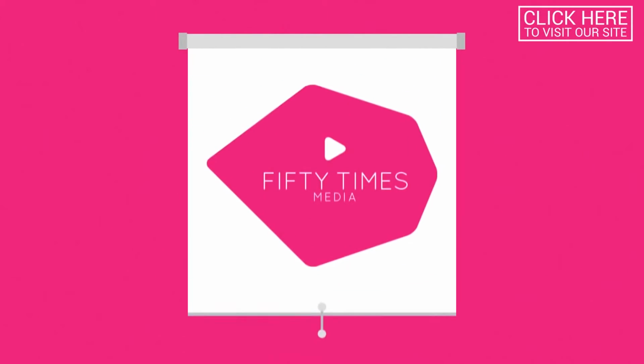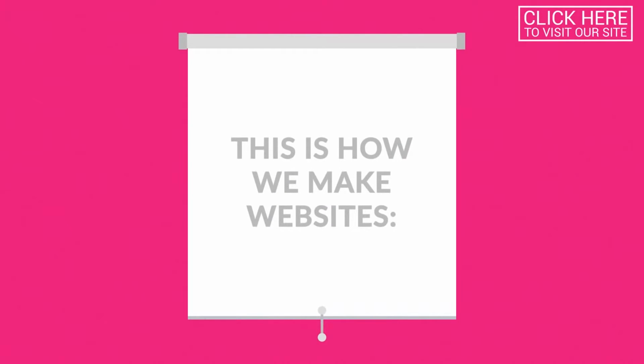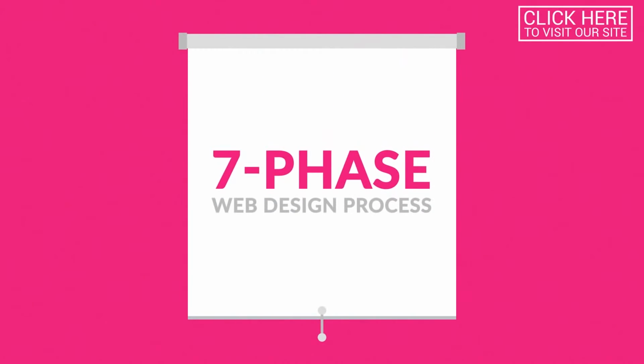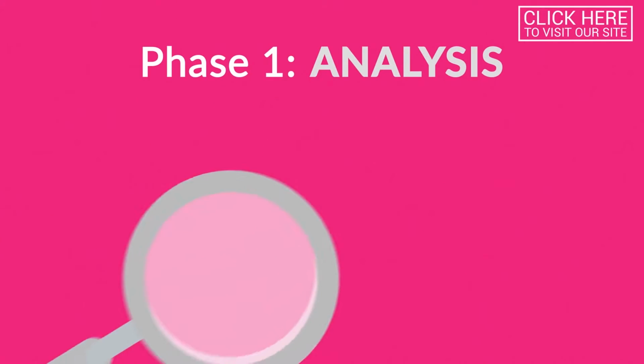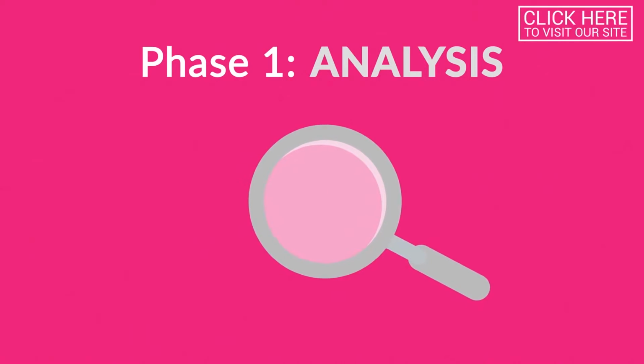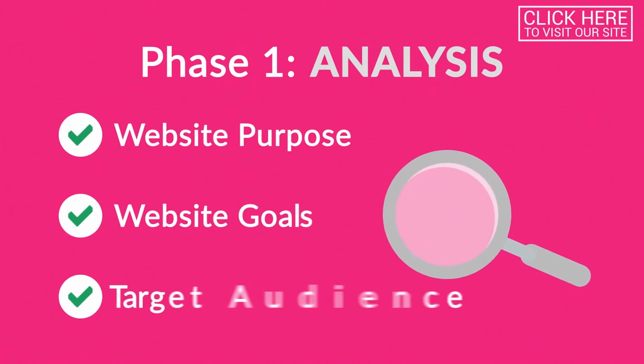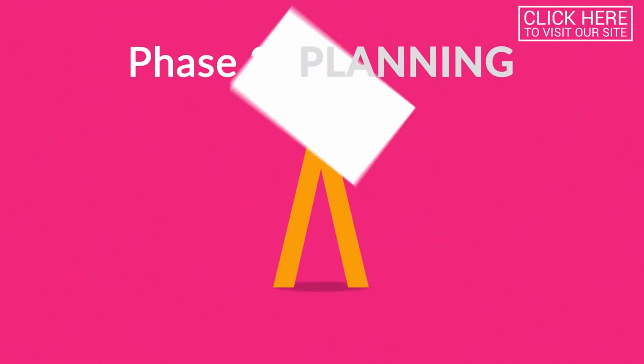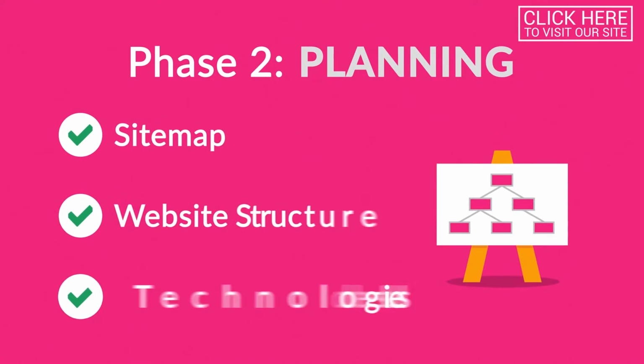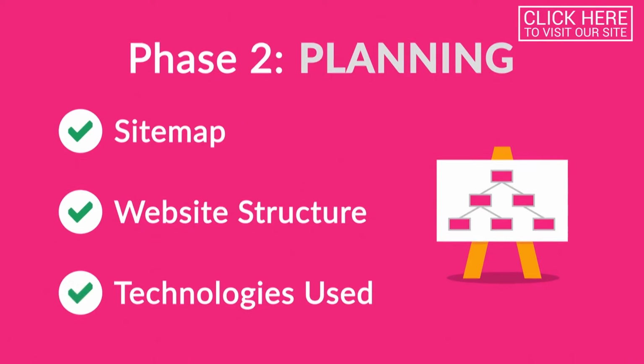Well, that's where we come in. This is how we make websites, by following this 7-phase web design process. Phase 1. Analysis. The first step is always about information gathering, identifying things like the website purpose, goals, and target audience. Phase 2. Planning. A plan includes a definition of the sitemap, structure, and technologies that we're about to use.